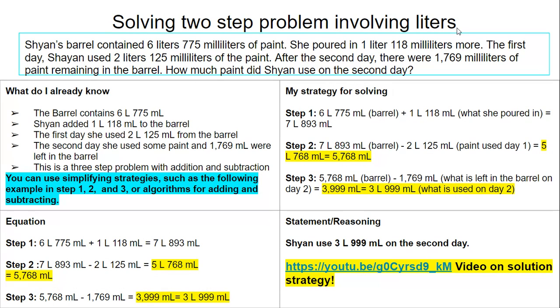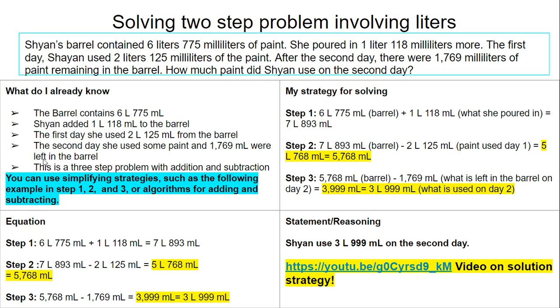Problem 3 involves liters. So Cheyenne's barrel contained 6 liters, 775 milliliters of paint. She poured in 1 liter, 118 milliliters more. The first day, Cheyenne used 2 liters, 125 milliliters of paint. After the second day, there were 1,769 milliliters of paint remaining in the barrel. So how much paint did Cheyenne use on the second day?